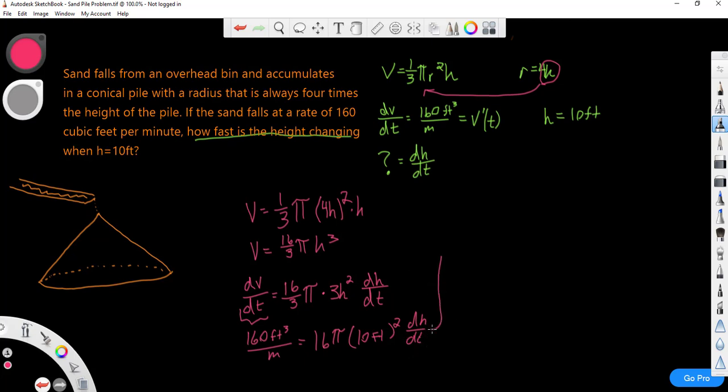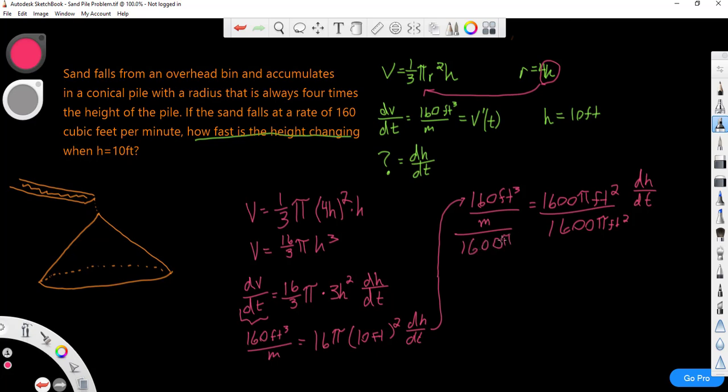Great. So now I'm just going to clean this up a little bit. I'm going to take this 10 feet and square it. So I'm going to have 160 feet cubed per minute equals 1600 pi feet squared times dh over dt. Well, I want to get rid of this, so I'm going to divide both sides by that 1600 pi feet squared. When I do that, notice that these units are going to cancel out. I'm just going to get left with feet on the top.